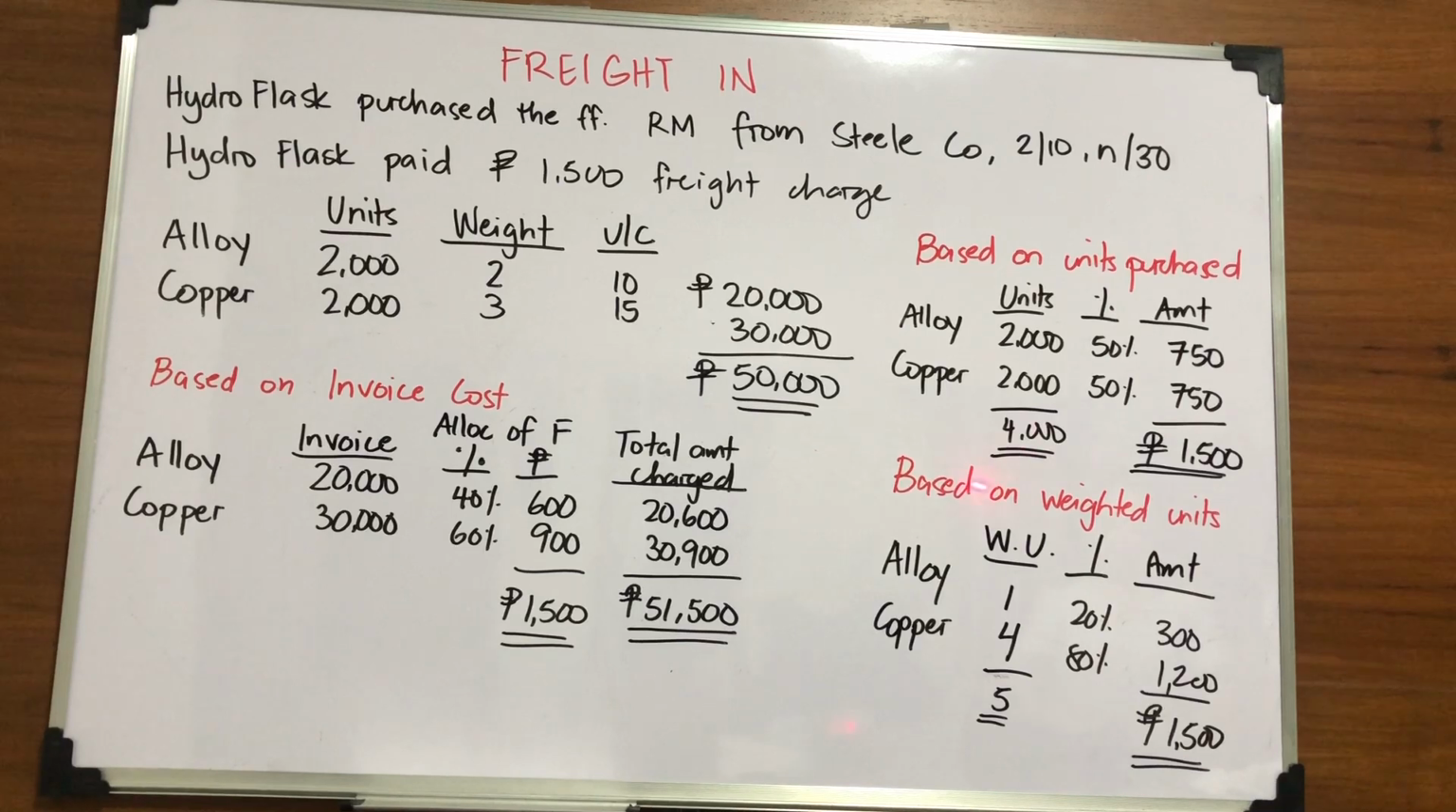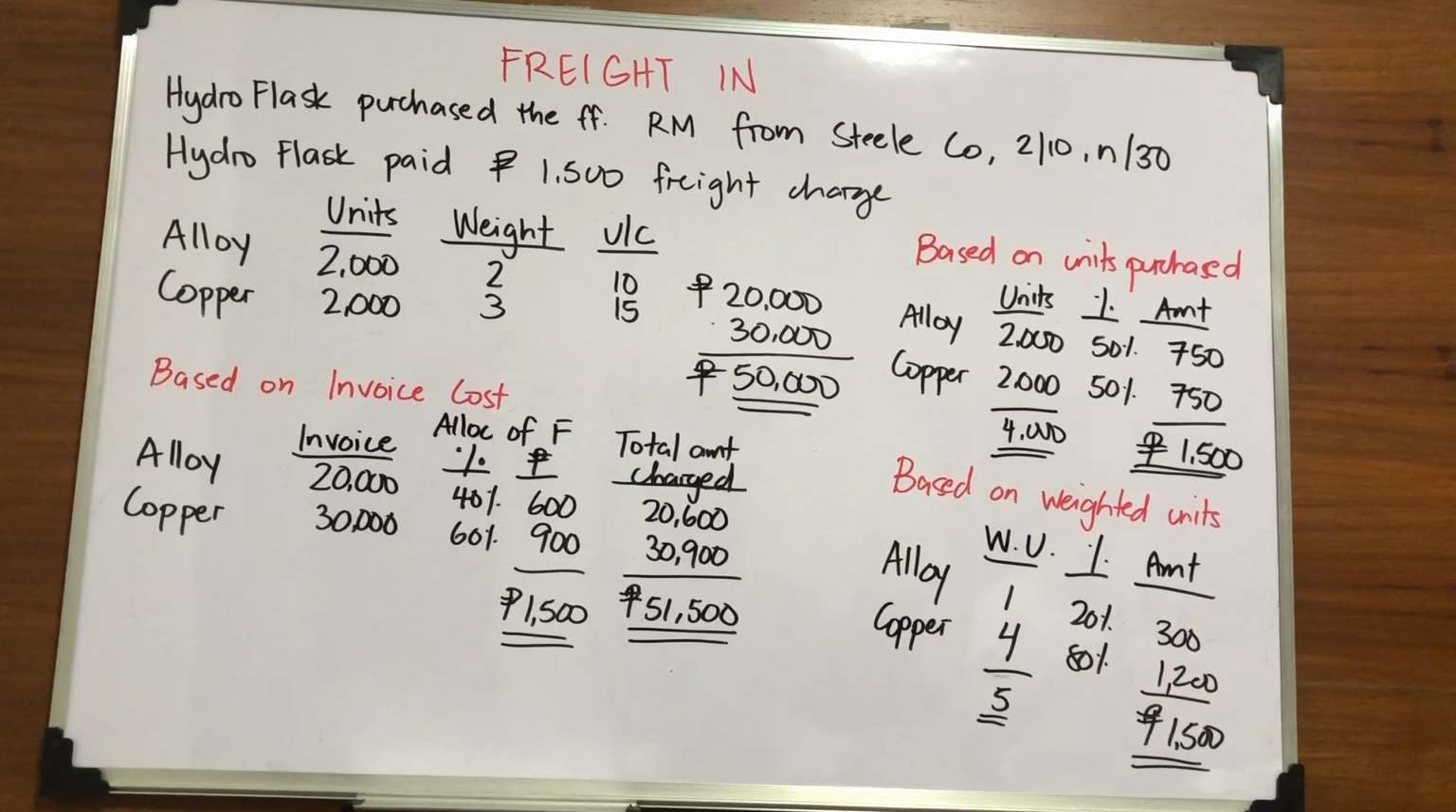And last is your based on weighted units. Okay? So the variable that you would be using here would be your weight. Again, this should be 1, alloy should be 1, and copper should be 4. So for your alloy, 1 divided by 5, it would be 20%. So for copper, you would have 80%. Okay? So 20% of 1,500 is 300 pesos. While 80% of 1,500 would be 1,200.